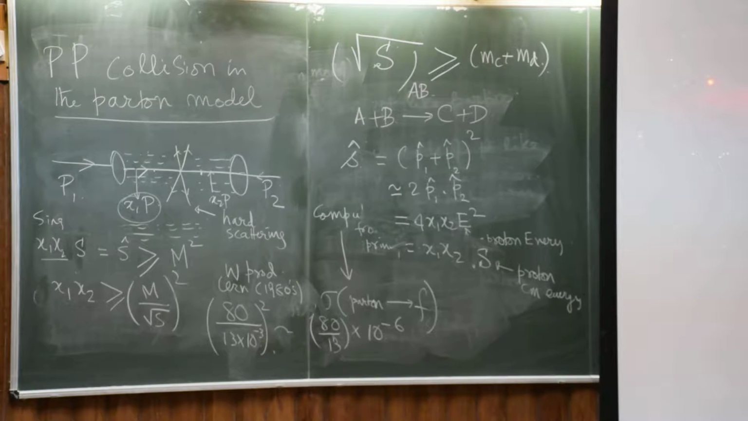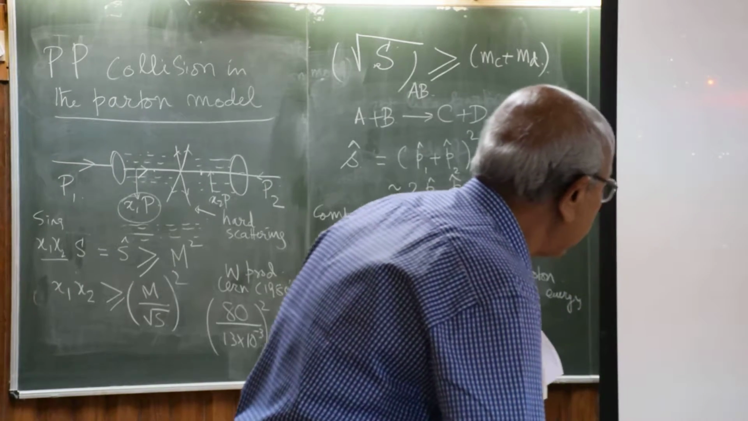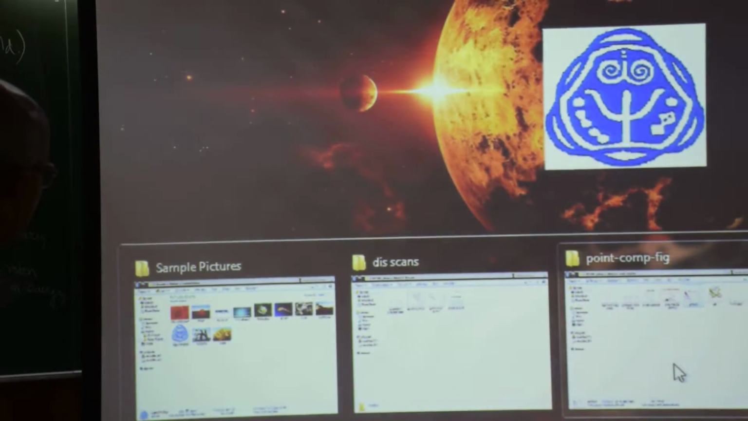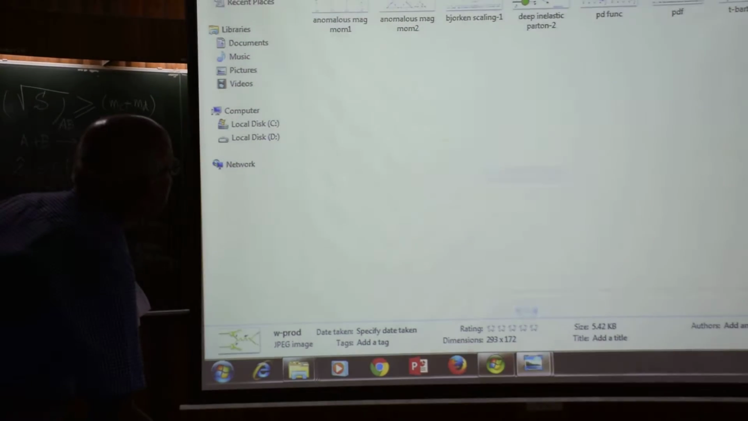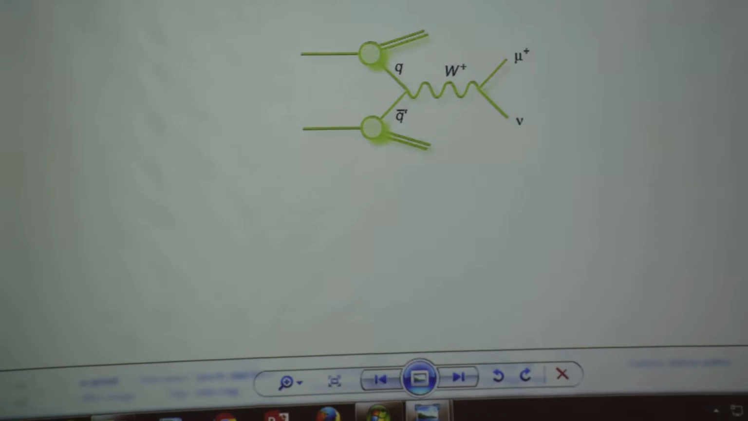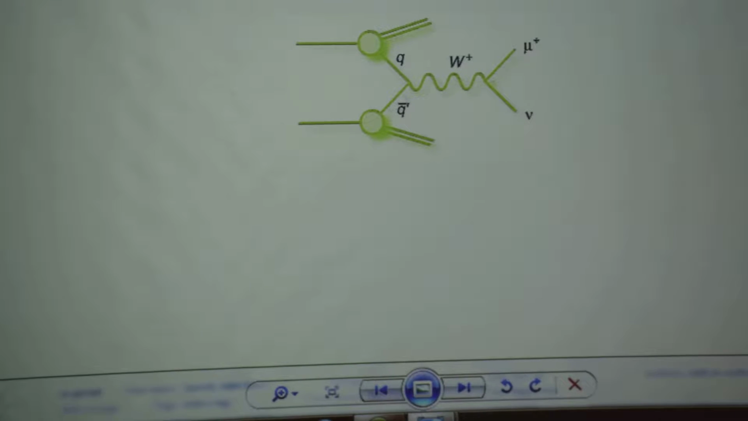So let me go to the pictures. This is the picture that a quark and an antiquark scatter to produce the W, which then decays into a positron and neutrino.